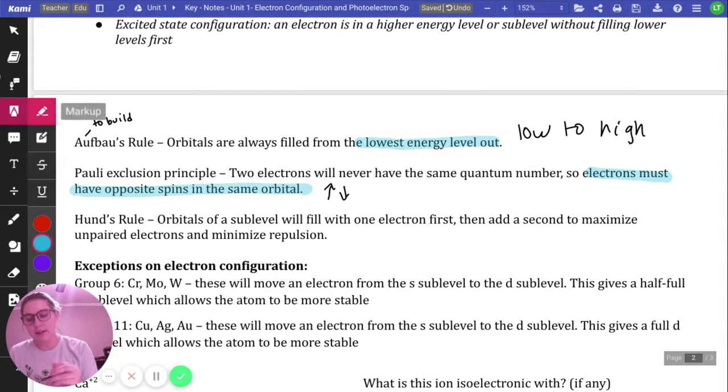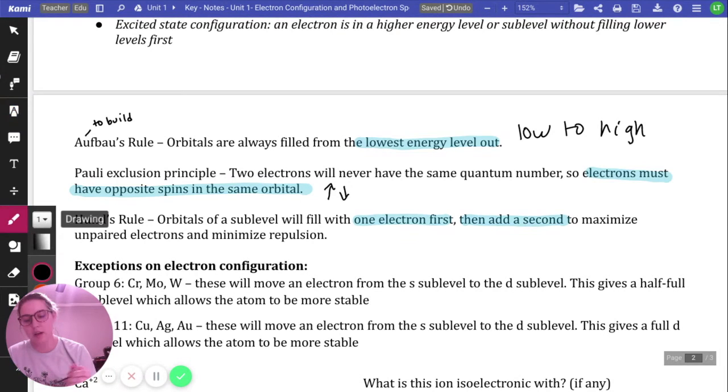And then last but not least, Hund's rule: orbitals of a sublevel will fill one electron first and then add a second, so that they are maximizing their unpaired electrons and minimizing that repulsion. Because remember, negative things, they repulse each other. So if I was going to draw that one, it would kind of look like this, where I have 3 unpaired electrons, and only after I have 3 unpaired electrons like that, then I can pair them.